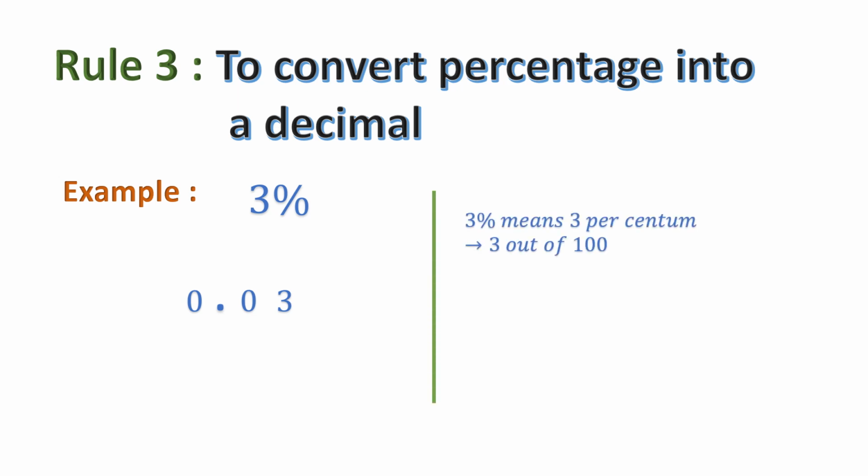Now see, 3% means 3 out of 100. So if we convert it into a fraction, we can just write it 3 by 100. And if we convert this fraction into decimal, then it becomes 0.03. So this is also the other way to understand this.